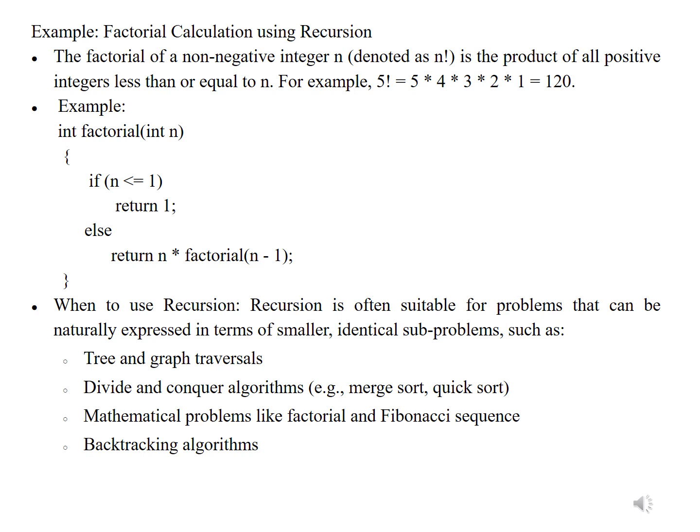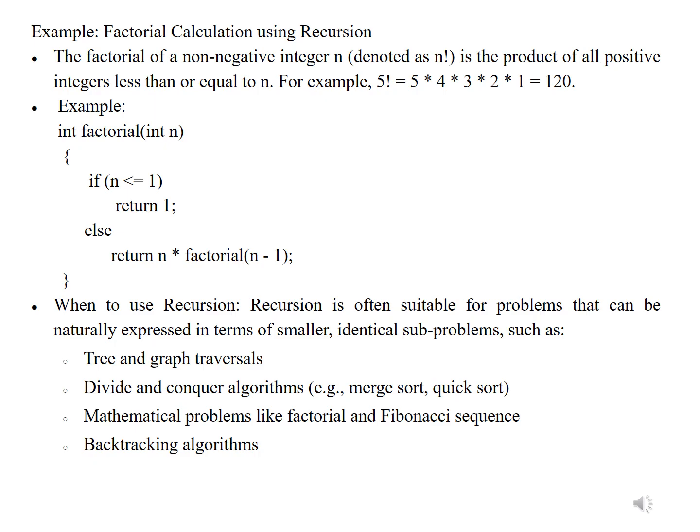Observe this code. int factorial(int n), open bracket. If n less than or equal to 1, return 1, else return n into factorial of n minus 1, close the bracket. In this function, factorial is the name of the function which is called by itself, but the parameter is modified, reducing by itself. So at the beginning it was n, next time it will be n minus 1. It reduces till it becomes 1. When it becomes 1, that is the base case. Once it reaches the base case, it works in reverse order and completes the output.